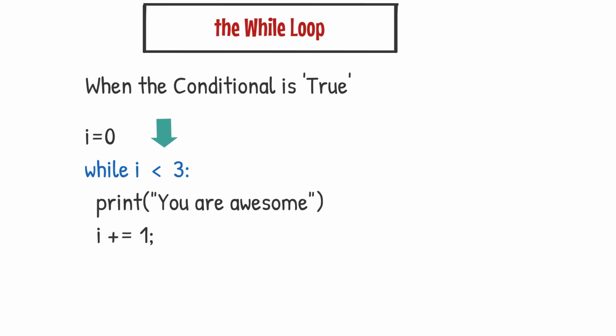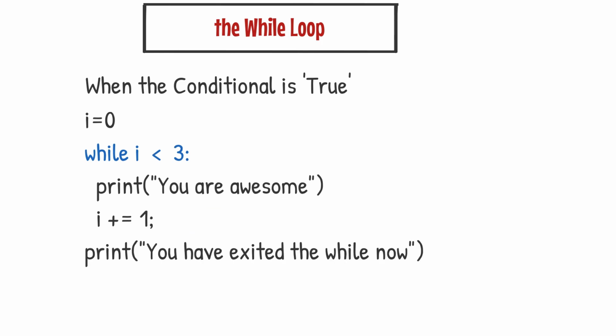In a while block, the program execution, after completing the while block, goes back to the conditional again to check if it is still true. And if it is, then it again enters the while block. If the conditional is false, it will jump out of the while block to the first statement after the while block.